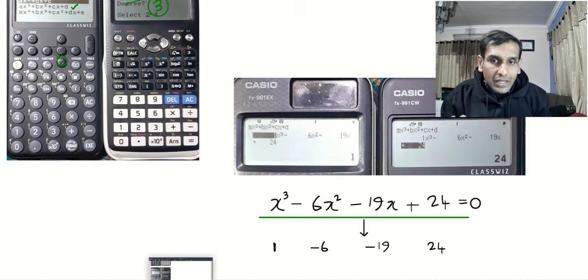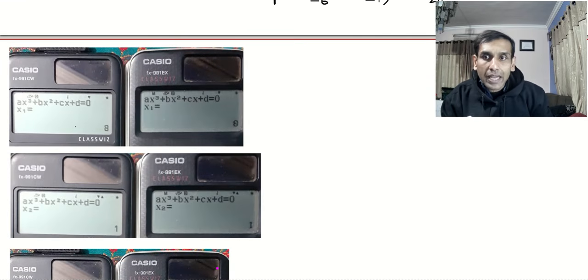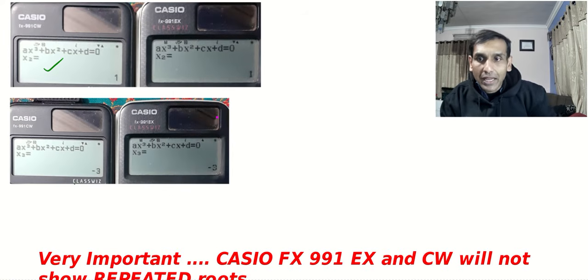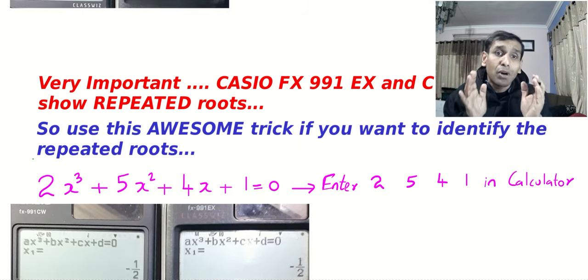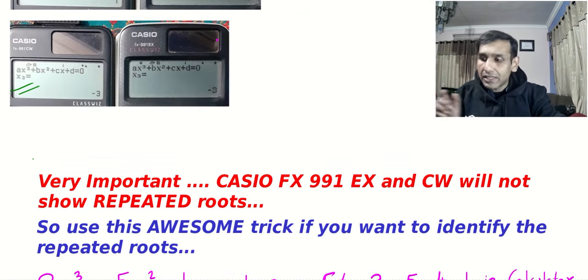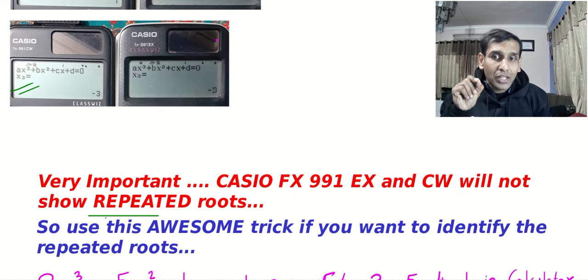Anyway, here I have a different equation. I entered the coefficients and my calculator will give x1 value, x2 value and x3 value. Now, one warning. This is very important. Your calculators will not give you the repeated root. Your calculators will not show the repeated root because look at this.